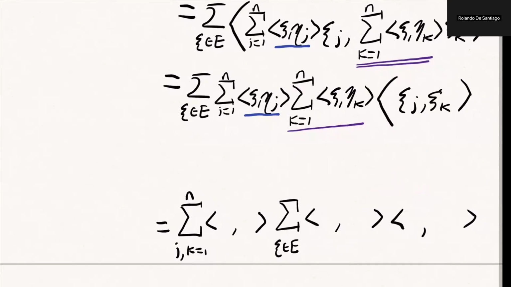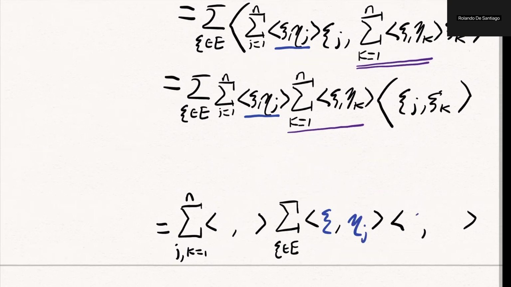Now, what I'm going to do is put the terms that are underlined in blue at the very end, C eta j. Then the terms underlined in purple, I'm going to put those at the end as well. And then the only thing that's left are these terms, and I'm going to put those out front.